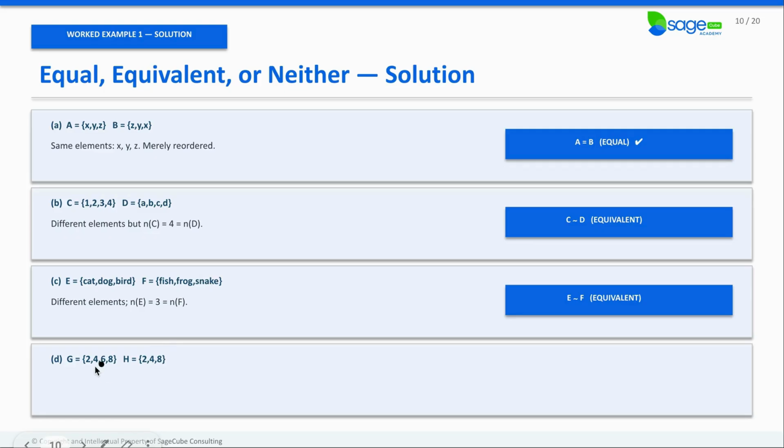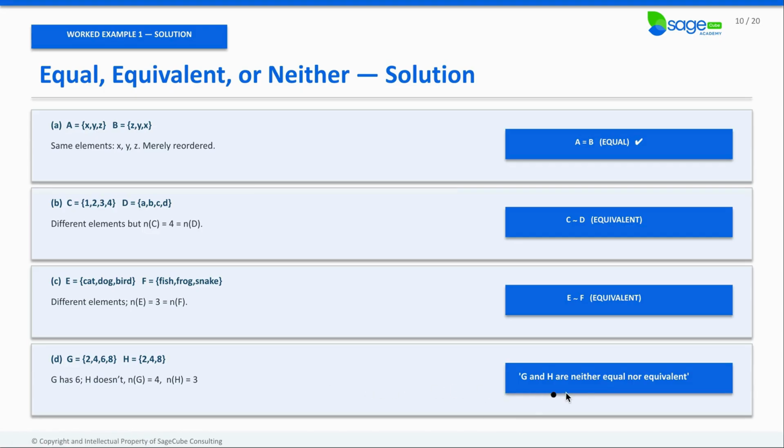Last one, we saw that this is 2, 4, 6, 8, and here we have just 2, 4, 8. We don't see the 6 there. That means they are not equal. Then we went on to check the size. 1, 2, 3, 4, and 1, 2, 3. Sizes differ, so they are not equivalent either. So here we draw the conclusion that G and H are neither equal nor equivalent.